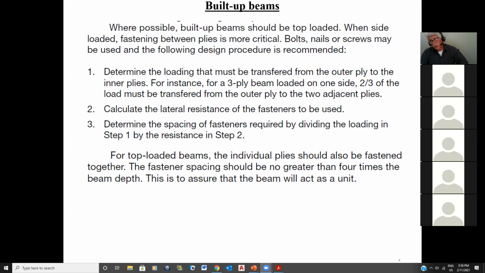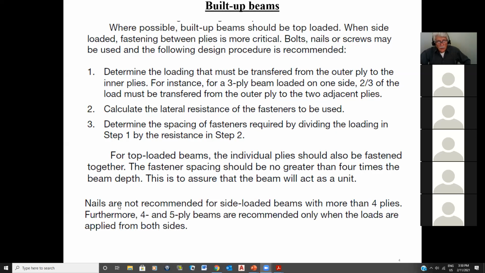So top loaded, just nail it. Don't worry about it because the load is going to be applied to the top. There's no problem that this thing can open up on you. But if it's side loaded, keep in mind that it can become critical, okay? So nails are not recommended for side loaded beams with more than 4 plies. Further, 4 and 5 ply beams are recommended only when the loads are applied on both sides.